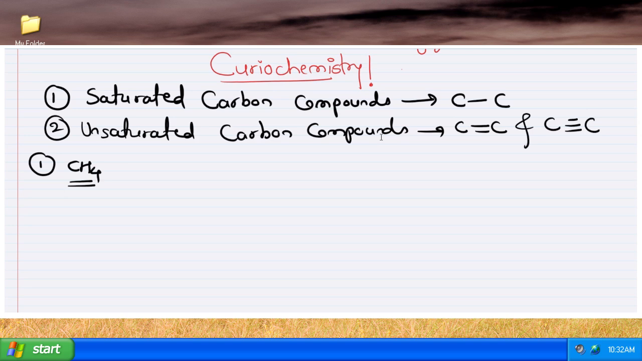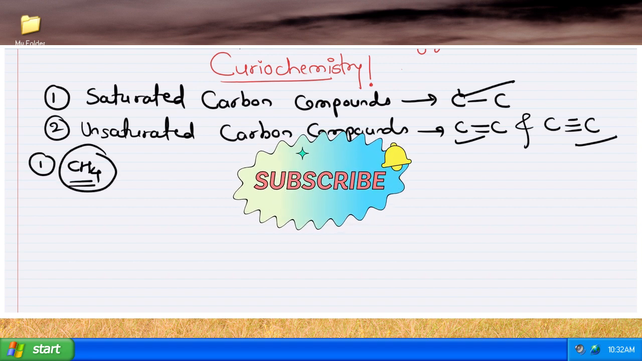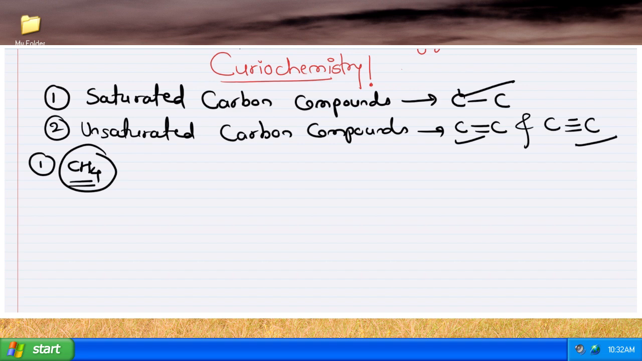So today again we are talking about the saturated carbon compounds and unsaturated carbon compounds, but with the proper examples. Yesterday we already learned that saturated means it has a single bond, and unsaturated means it has double and triple bonds. For this CH4, we already learned how to draw the structure in our previous video. If you have not seen that video, just go and watch it, so then only you can understand why it is like that.